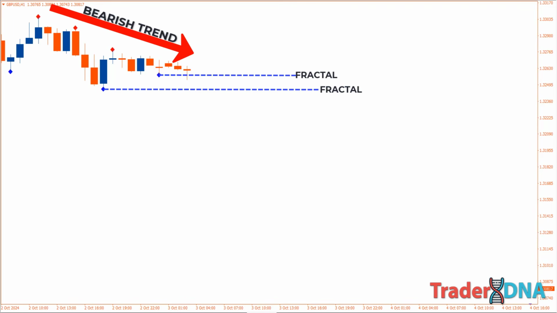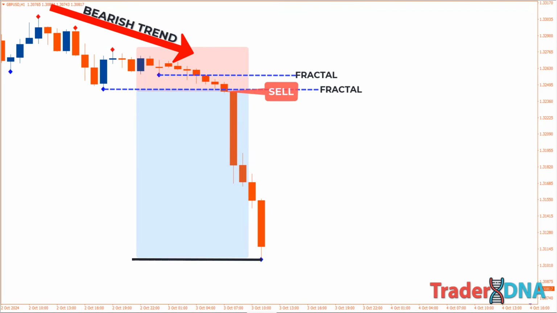Here, a down arrow appears, indicating a potential downward movement. But again, rather than rushing into the trade, we wait for confirmation. The price must cross below and close lower than the entire candle where the down fractal arrow appeared. Your entry is then at the closing price of the first candle that crosses and closes below the fractal candle.